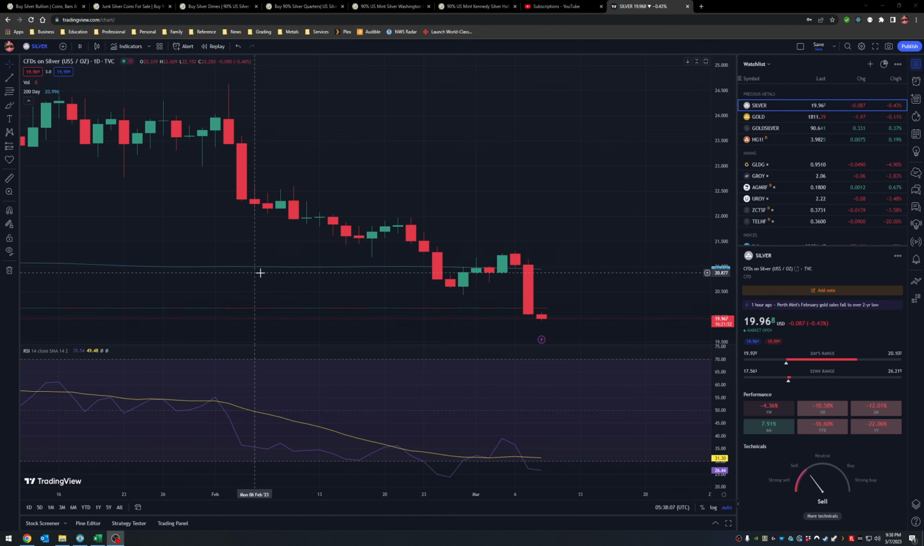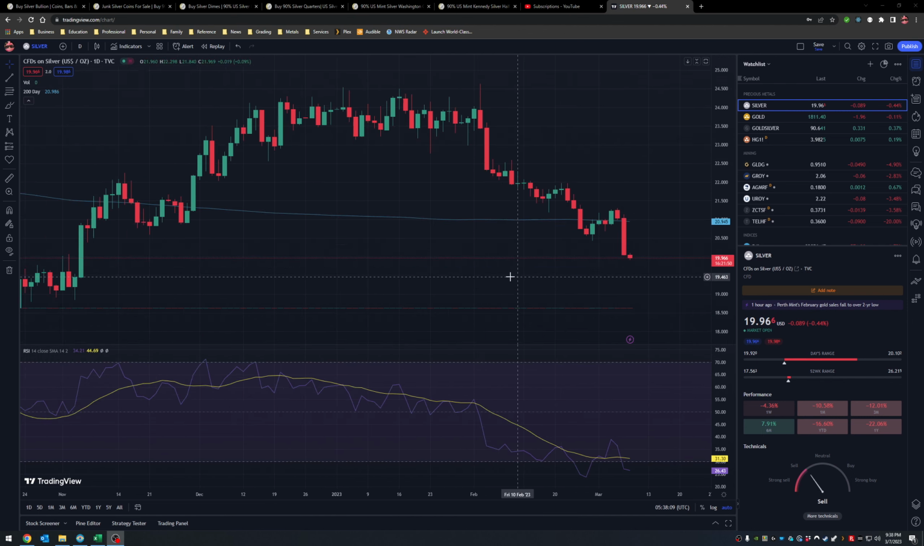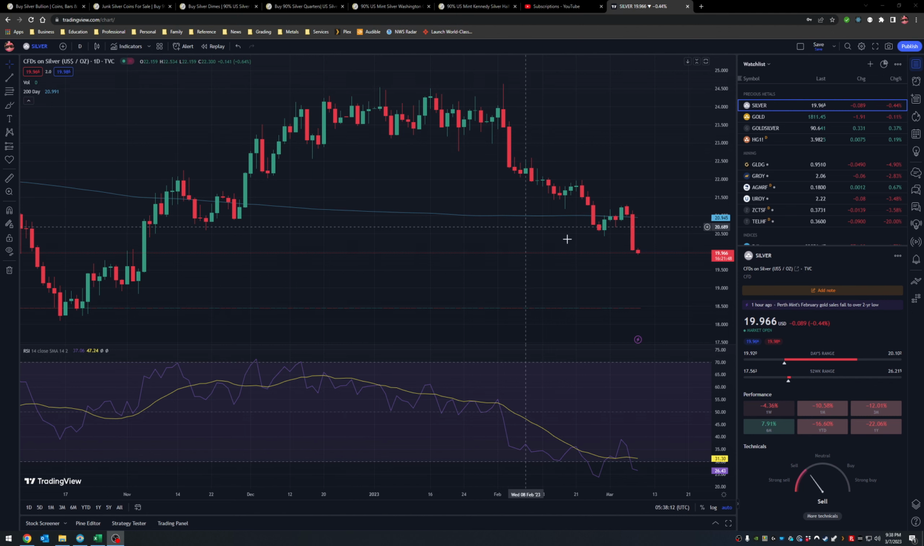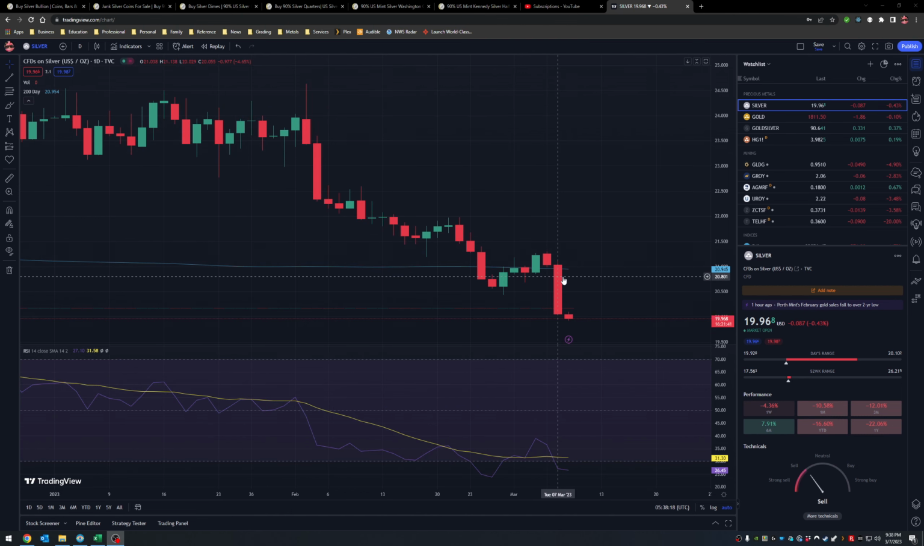This is the 200 moving day average, which basically averages the ups and downs over the last 200 days, the rise and fall of silver prices. And as you can see, what we're looking at is it dipped below the 200-day moving average, and computer algorithms know that whenever this happens, you sell. And so that's what happened.